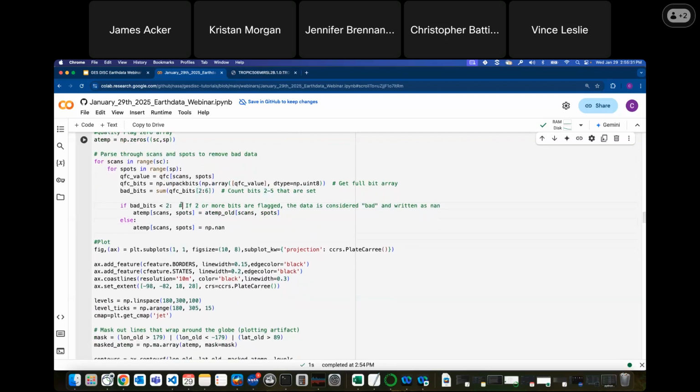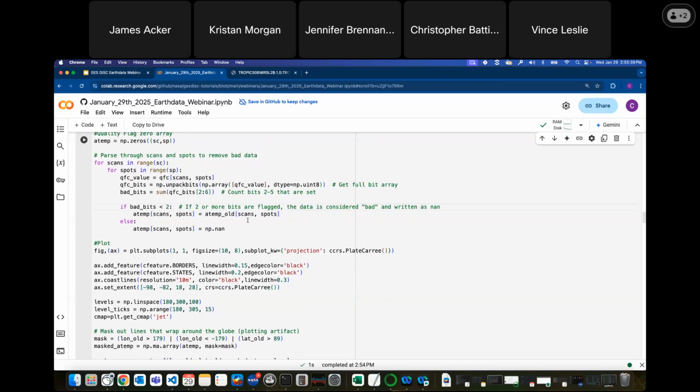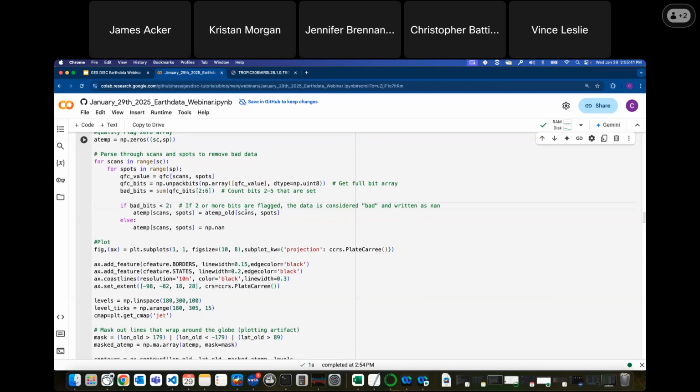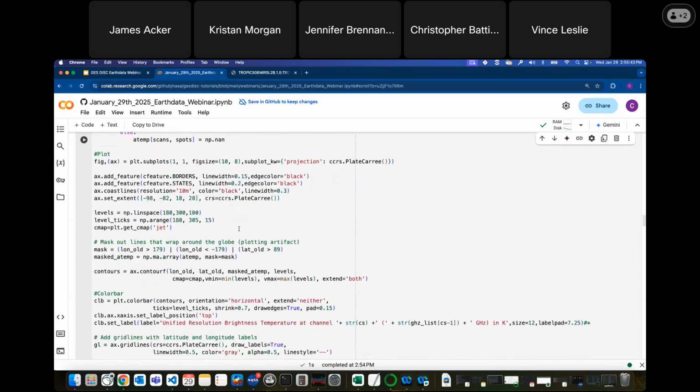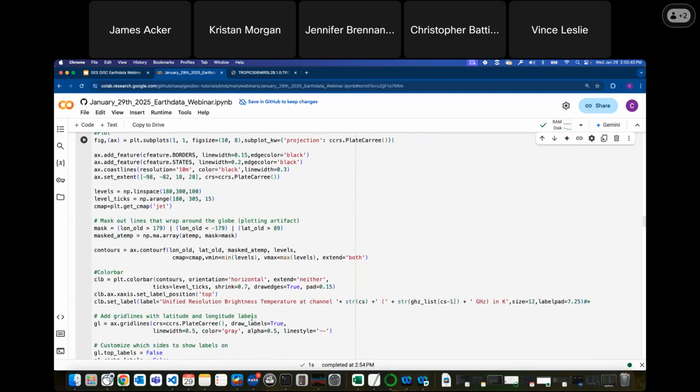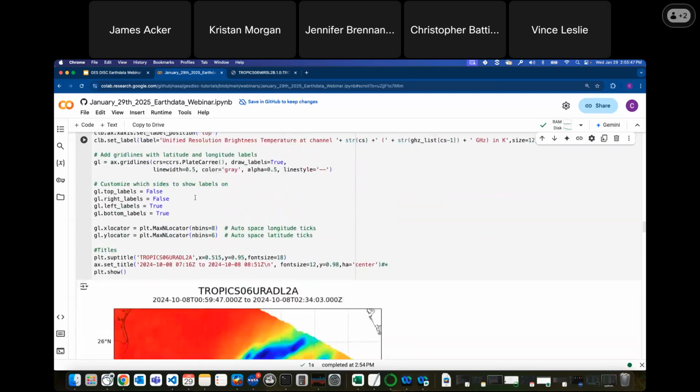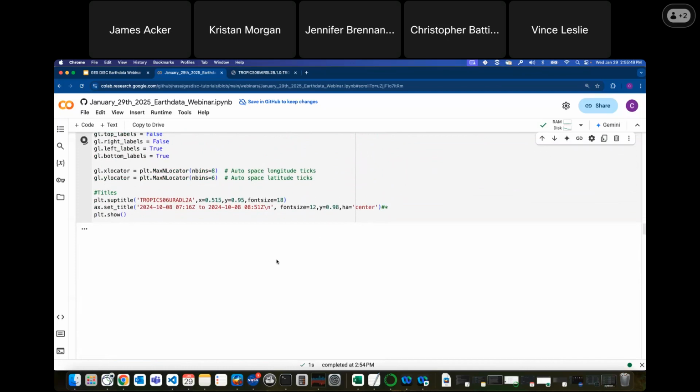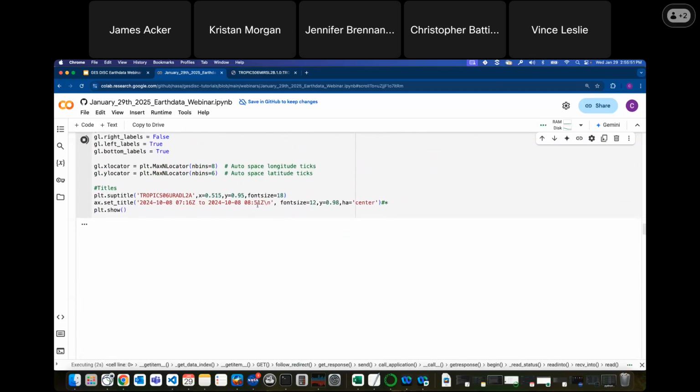And we're just going to say if there's more than 2 bits flagged, then we will write not a number to it. So we go through every scan and spot in that scan and perform that. And then once we do that, we perform a couple of other routines down here to make the actual plot. And when I run this, it should only take about a few seconds, it is going to load all of that data from OPeNDAP.